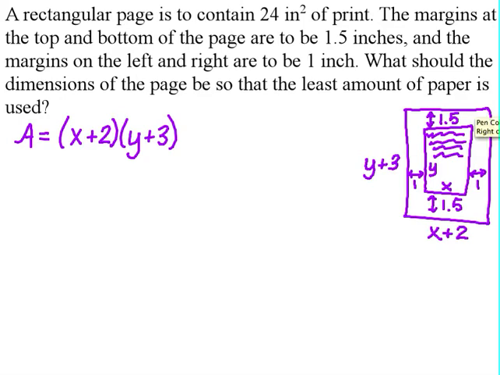Okay, so let's see what else we say. It says a rectangular page is to contain 24 inches squared of print. So inches of print, here's your print on the inside right here. Okay, the print will be x times y equals 24. How do I know it's x times y? Key, look at your label. That will tell you you're finding area.